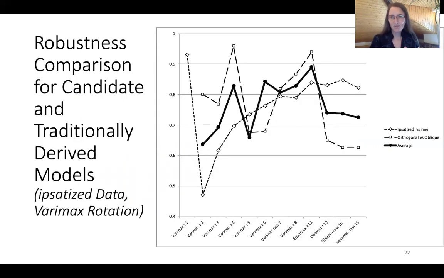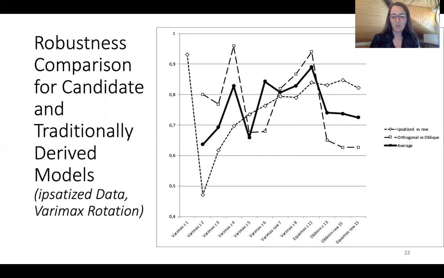Here are the average robustness correlations across the 2 comparisons. On the right are our 6 candidate models, which were all pretty large. The smallest one was 7 factors. But then on the left, we put the 6 models, Varimax rotation, 1 through 6 factors, that are typically all that's looked at in lexical studies.